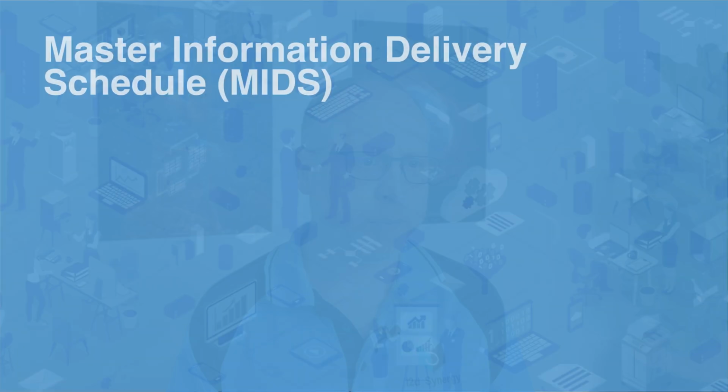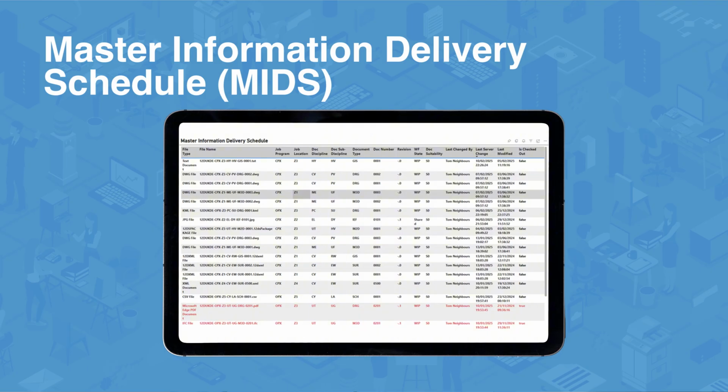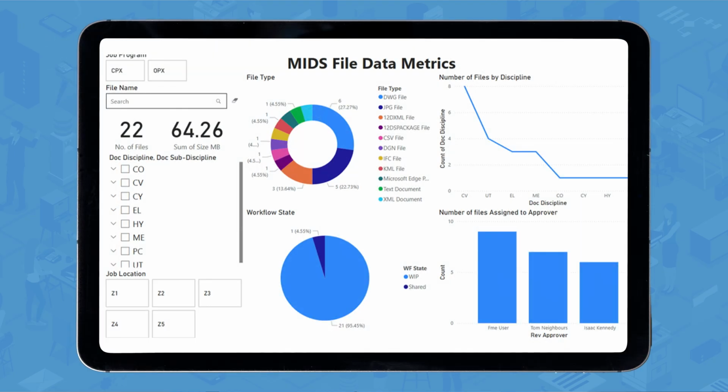So for example, you might draw out information about a master information delivery schedule. You can display all the important information that you need across all your files. And maybe you're using ISO 19650, so you might want to display those attributes as well. You can take those and then chart it. You can make it interactive with filters and so on.